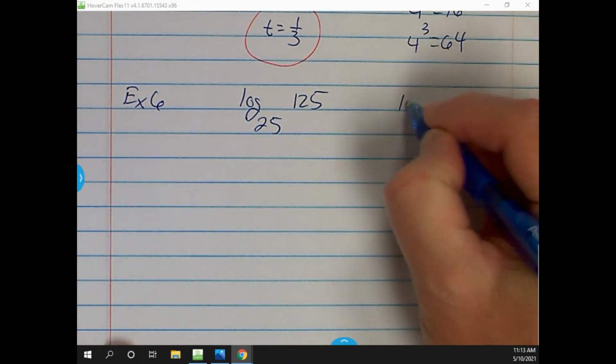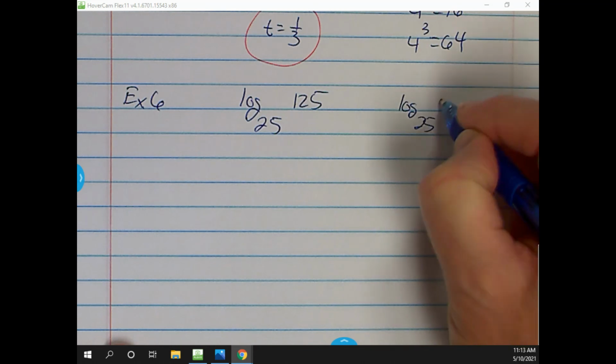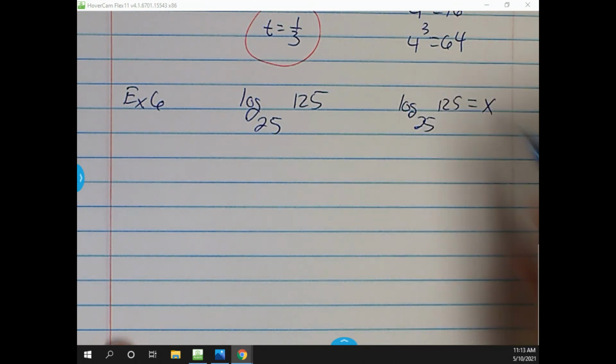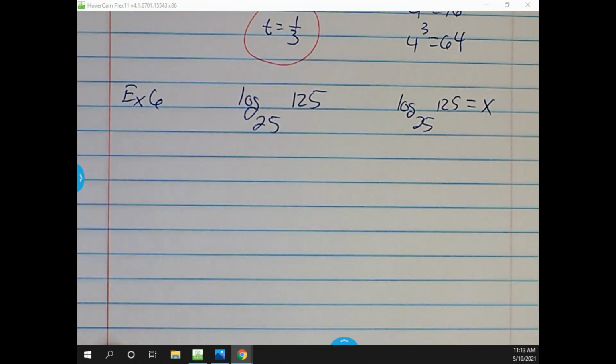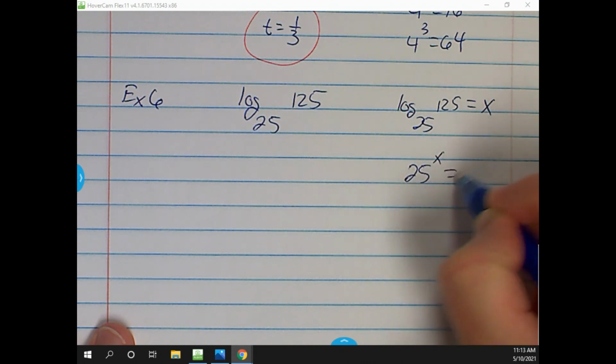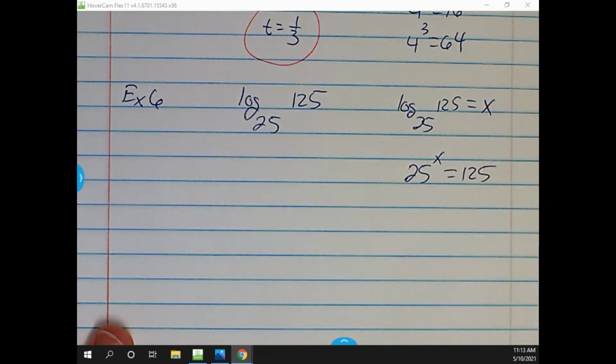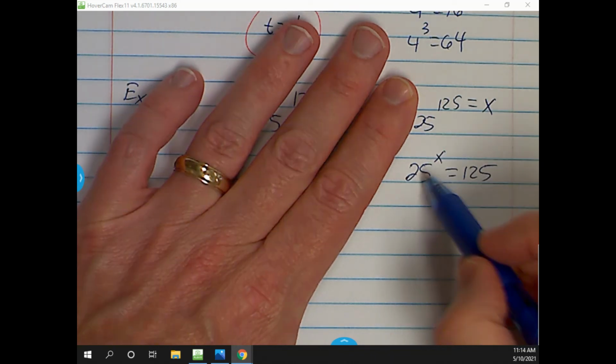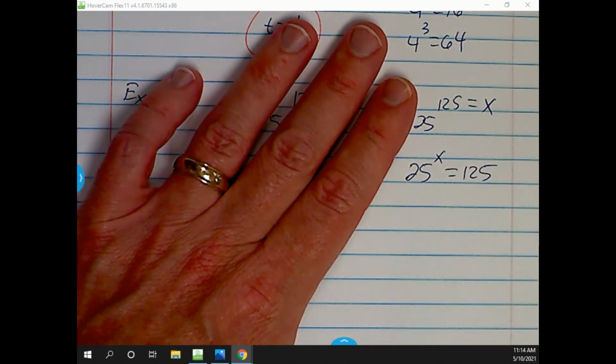All right, again, first thing is go ahead and just put that equal to X or T. Just pick some letter, you want to do M for Micah or A for Austin, whatever you want. That's fine. The first thing is you want to rewrite it so it's 25 to the X power equals 125. So we take the log away, the base stays the same, and we switch those two numbers.